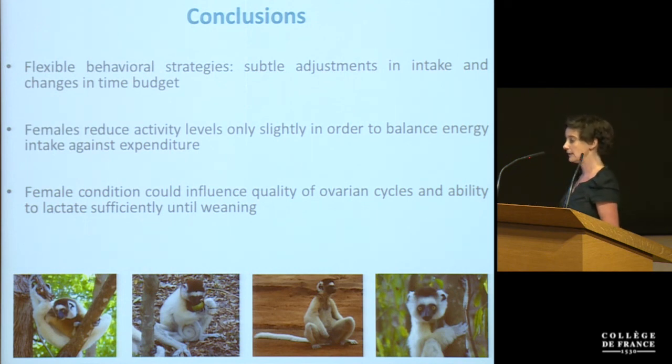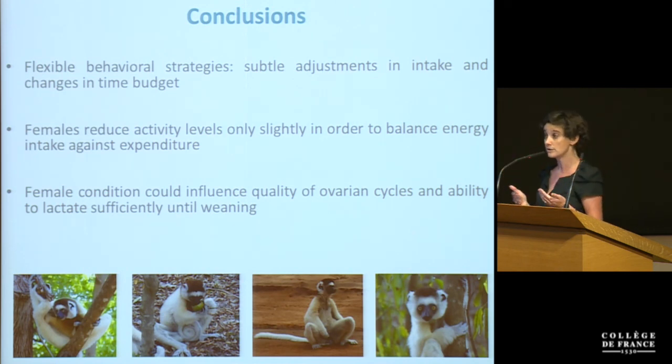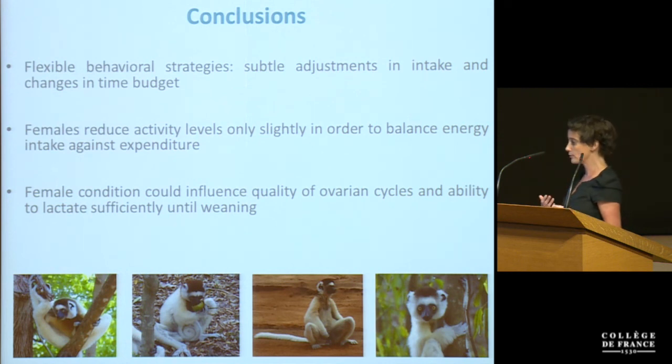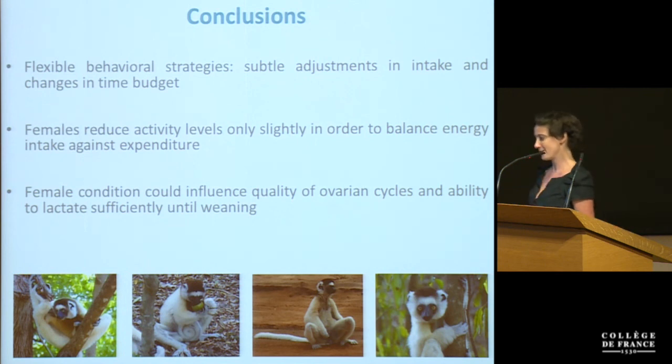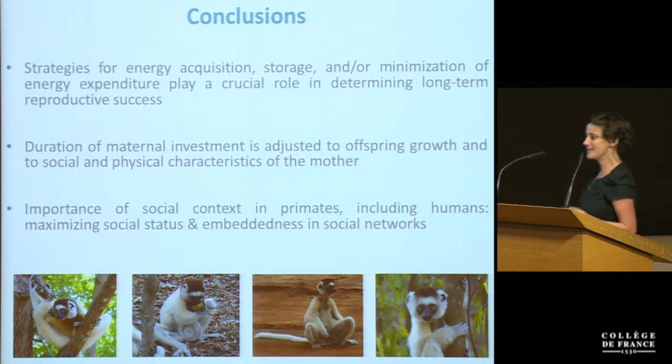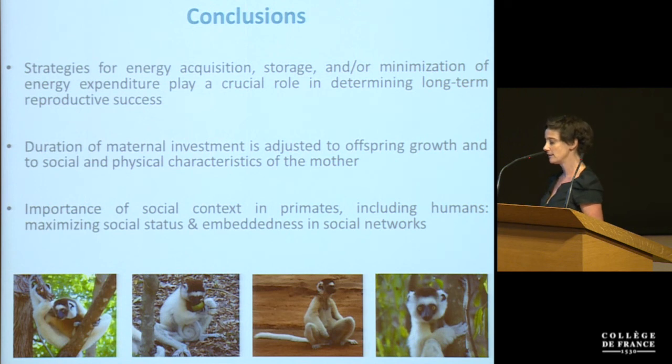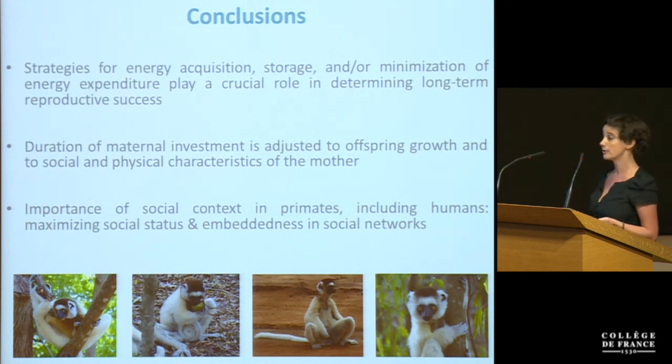Females could reduce their activity levels only slightly in order to balance energy intake against expenditure, which means they could increase their feeding time, for example, and decrease their social activities. Female condition could also influence whether a female conceives and gives birth, suggesting that females with a higher energy status had a higher energy availability for reproduction and can therefore afford to reproduce more efficiently. So managing energy balance seems fundamental to fertility regulation, and strategies for energy acquisition, storage, or minimization of energy expenditure play a crucial role in determining long-term reproductive success.